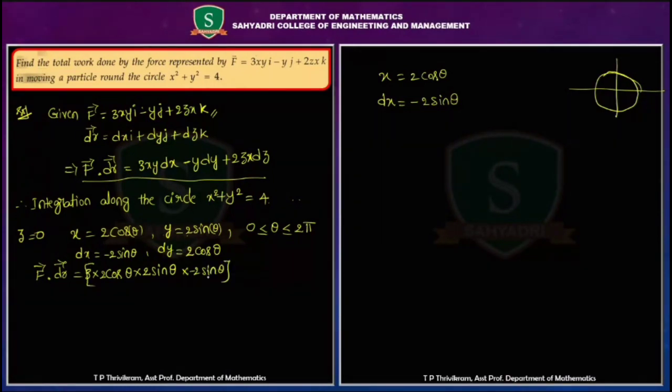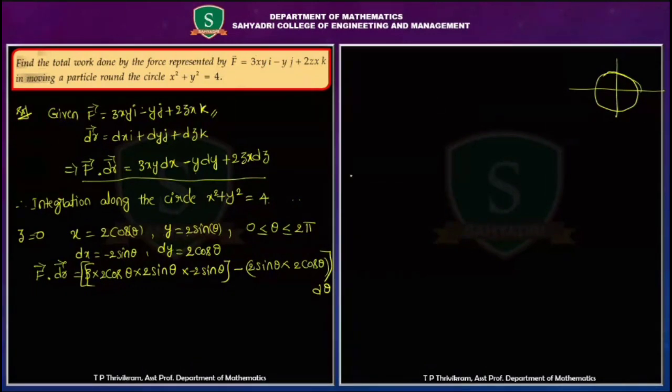So this complete one term is minus y into dy. y means 2 sin theta into dy value 2 cos theta. This complete thing into d theta you'll get, because dx by d theta, I am sending this d theta to this side. So I'll get d theta here. This complete equation into d theta, here d theta, comma, here also d theta.